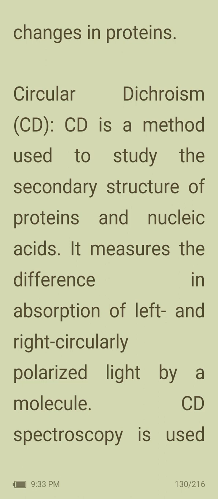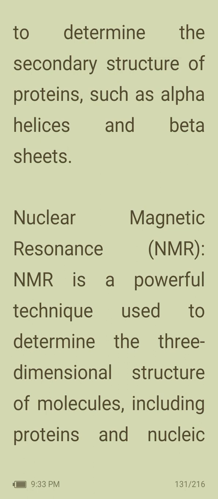Then circular dichroism. Circular dichroism is a method used to study the secondary structure of proteins and nucleic acids. It measures the difference in absorption of left and right circularly polarized light by a molecule. CD or circular dichroism spectroscopy is used to determine the secondary structure of proteins such as alpha helices and beta sheets.